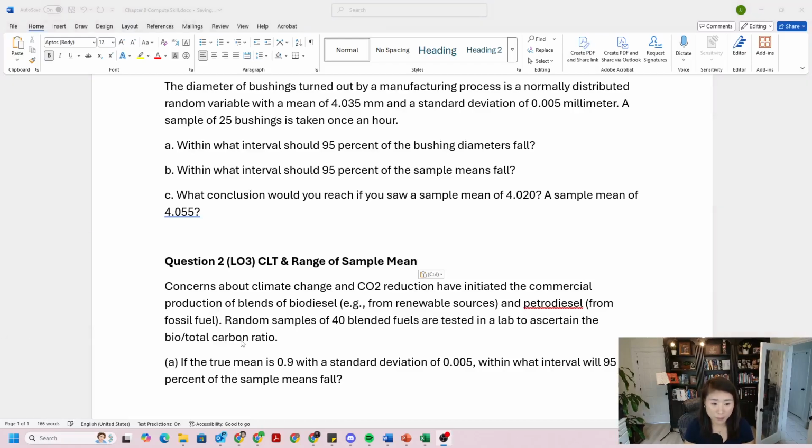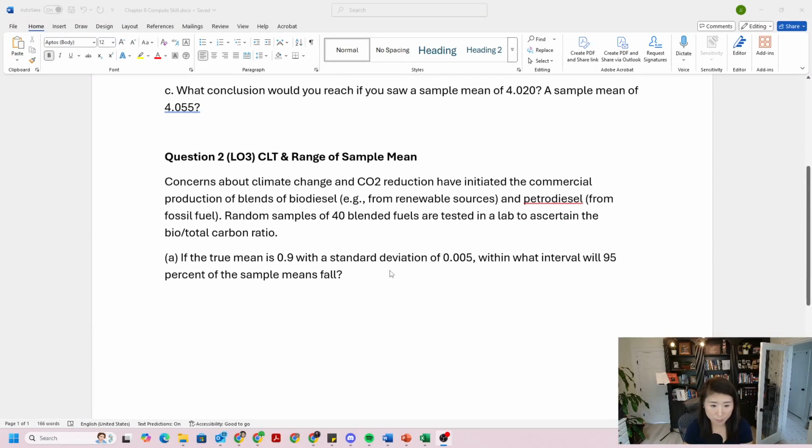Everyone, in this video we're going to look at the second example related to the central limit theorem and the range of the sample mean. But this one is more applied, and hopefully it will give you another perspective on the central limit theorem.